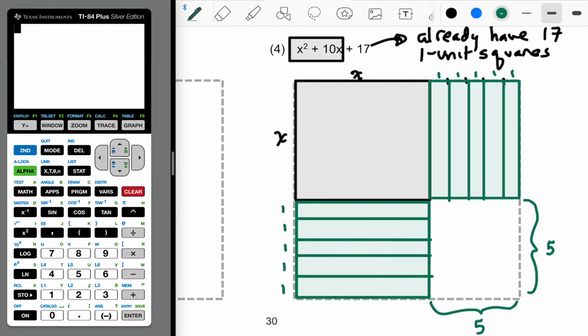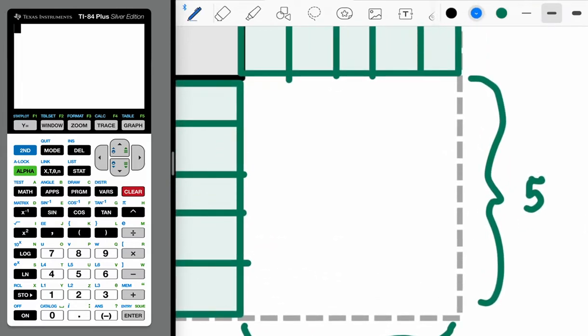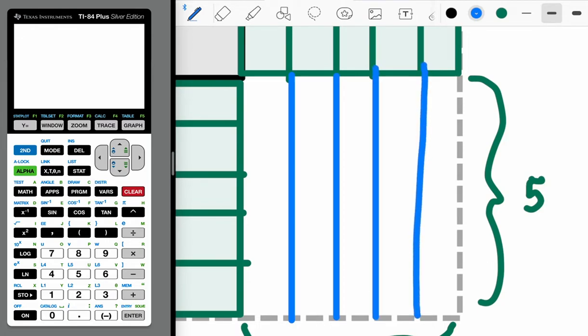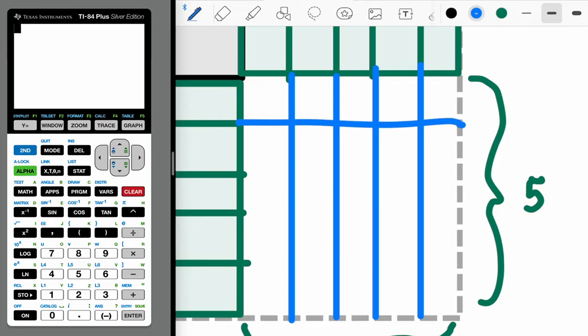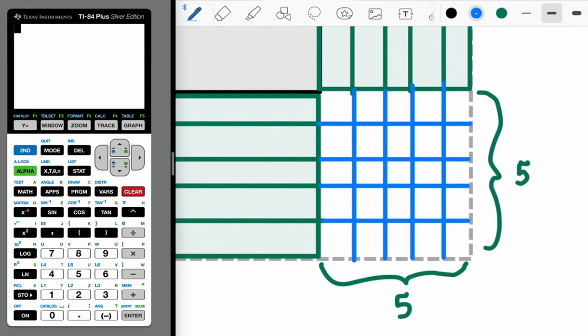Now you could, I mean, 25 is not terrible. You could populate this with 25 1-unit squares. I'll just do it in this one instance because, like I said, it's not crazy. But if there were like 100, 10 by 10, that would be a different story. All right. Even this is borderline what I'm willing to do. So to complete the square, we would need 25 1-unit squares.